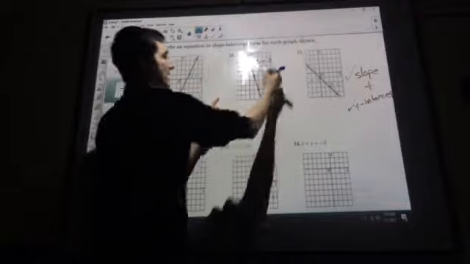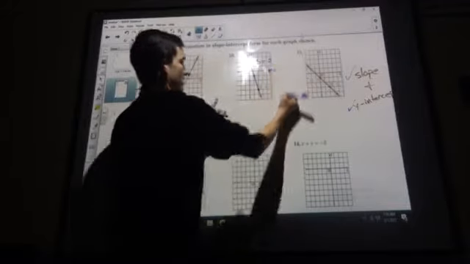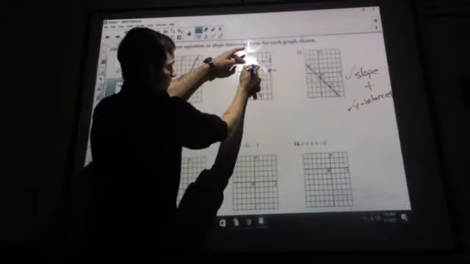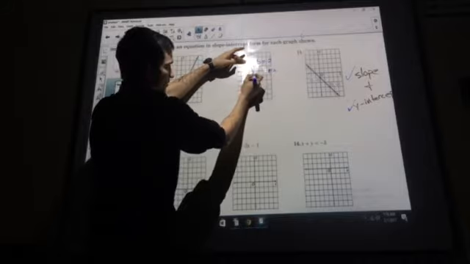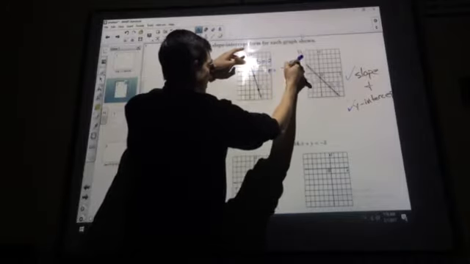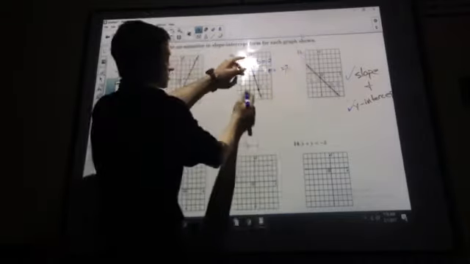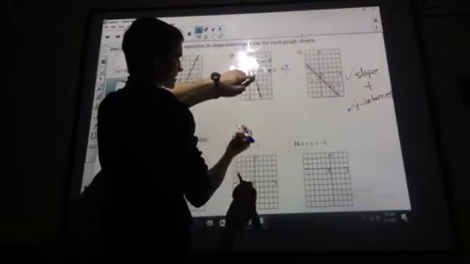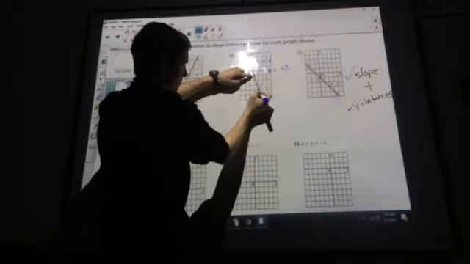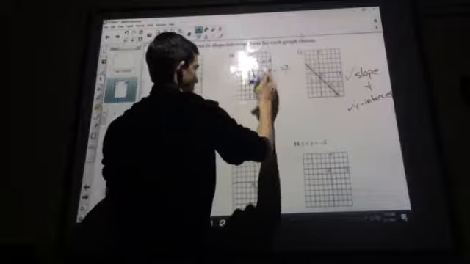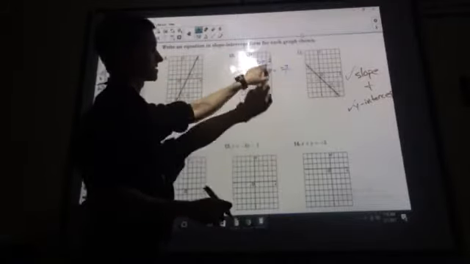Okay, my slope. I go down 1, 2, 3 over 1. So I went down 3 over 1. Let's just make sure it should work from this point to the next also. I went down 1, 2, 3, and I went right 1. Yeah, so down 3, right 1. So there's my intercept, there's my slope.